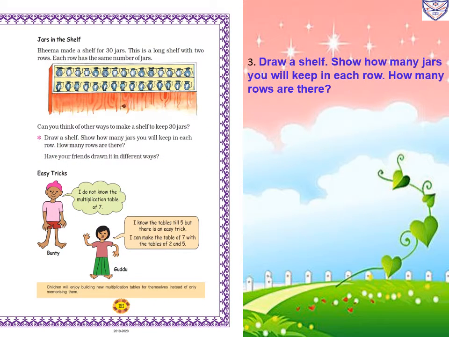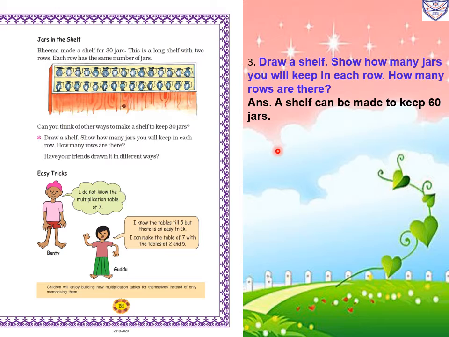Draw a shelf, show how many jars you will keep in each row. How many rows are there? So now we have to draw a shelf, and decide how many jars we will keep in it. A shelf can be made to keep 60 jars. So we have created a shelf in which we can keep 60 jars.